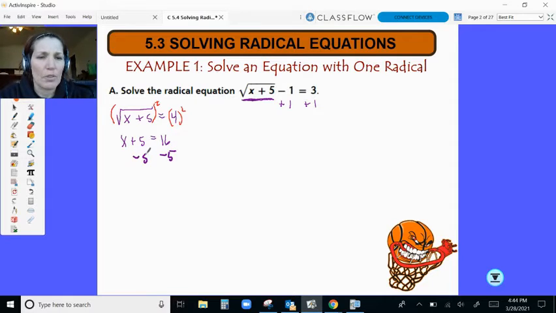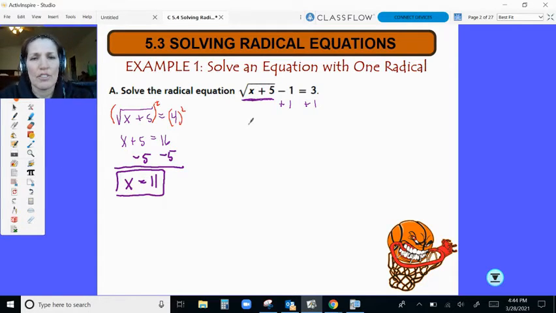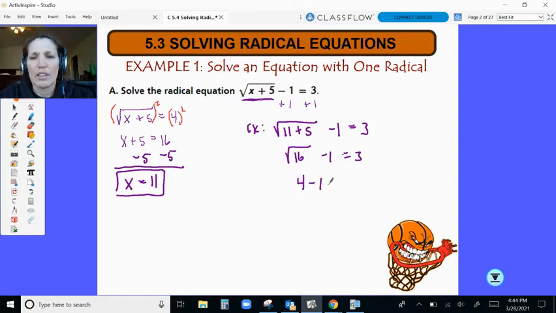We're just going to subtract 5 on both sides. We have x equals 11, and that's my solution. I can always check that solution by plugging 11 back in here. So the square root of 11 plus 5 minus 1 equals 3. That'd be the square root of 16 minus 1 equals 3. The square root of 16 is 4, and that gives me 3 equals 3. And so that checks out.